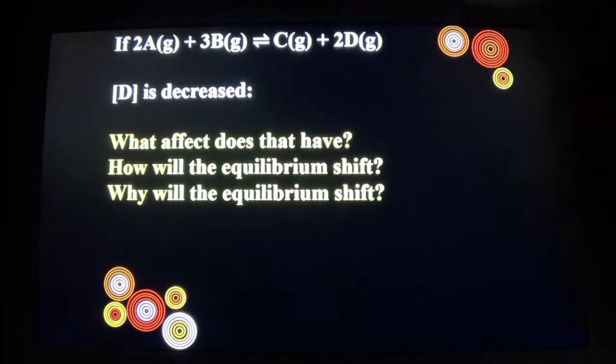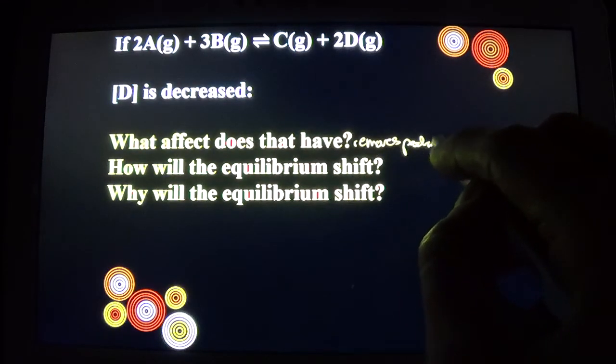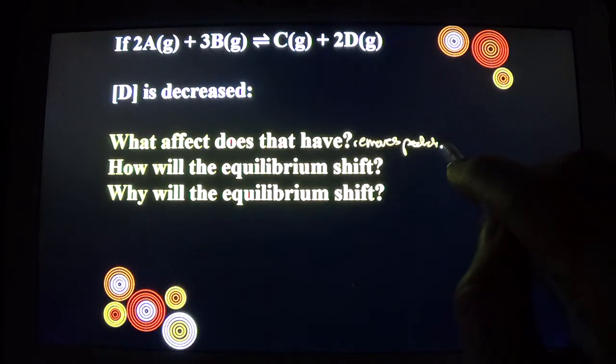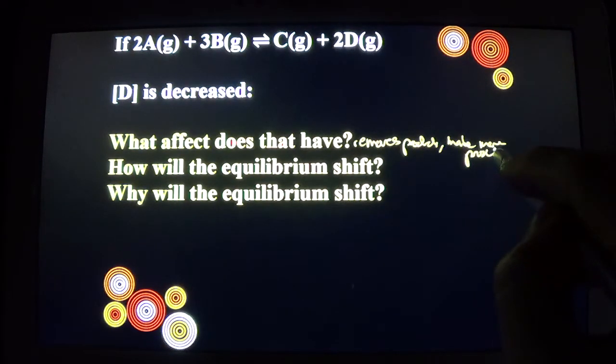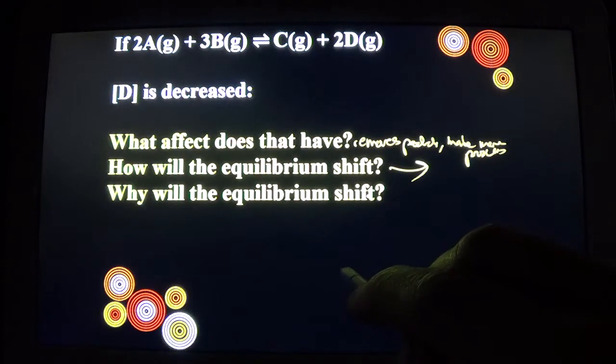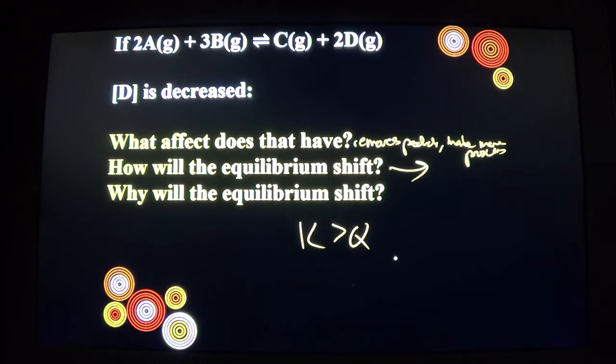What if D is decreased? What will that do? Well, that removes product. So what's it going to do? It's going to make more products. How do you make more products? Shift to the right. Why will you shift to the right? Because Q was less than K. It made for a moment my numerator smaller, and therefore my overall fraction was smaller. Therefore Q was less than K. And so the forward reaction is going to proceed faster in order for me to get to equilibrium again.